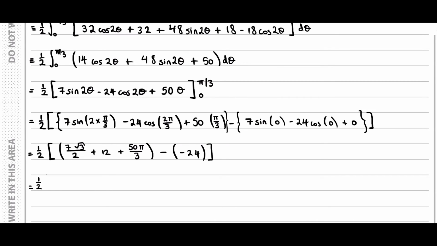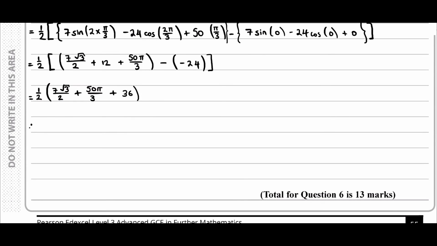So we have a half times 7 root 3 over 2 plus 50 pi over 3 plus 36, from which we can conclude the area is equal to 7 root 3 over 4 plus 50 pi over 6 plus 18. Okay, so that's the end of this question.